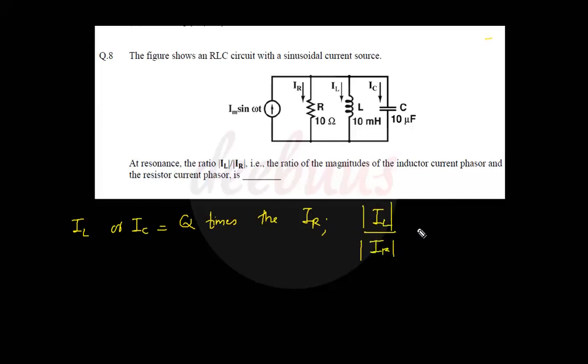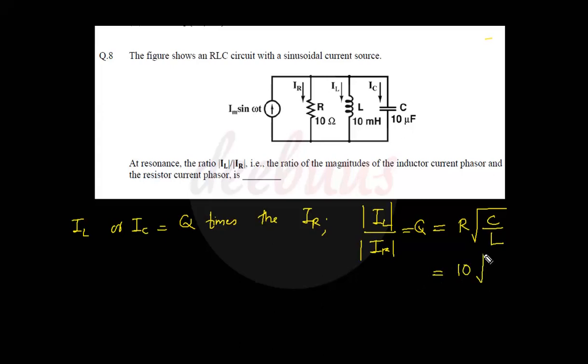So IL by IR we have to evaluate it equal to Q. But for a parallel RLC circuit, Q is given by R into root of C by L. So we can substitute the values.